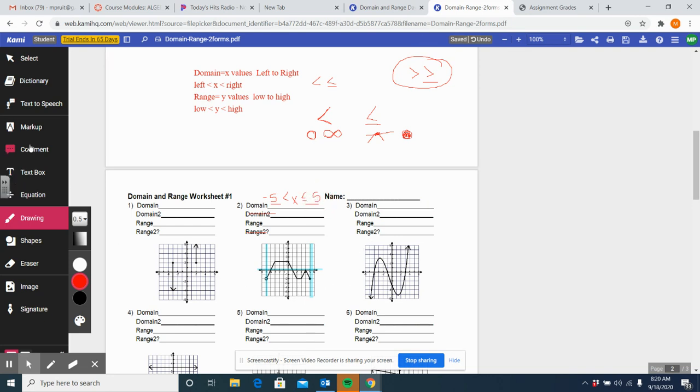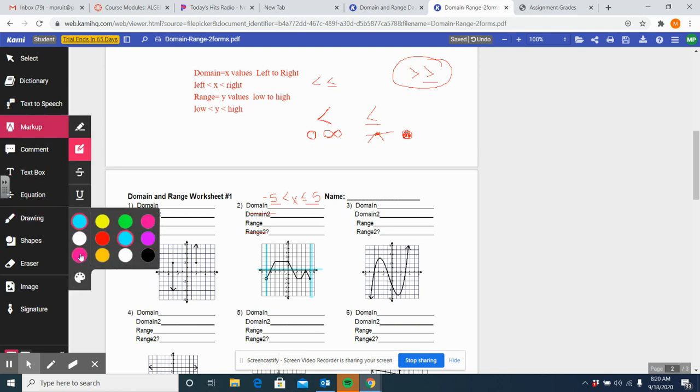All right, now let's go look at range. Now I'm trying to find the lowest point. We're talking about the y-axis now. So my lowest point, and you highlight going to the y-axis. These are my lowest points, and this right here is my highest point. Lowest to highest. So what is my lowest point?